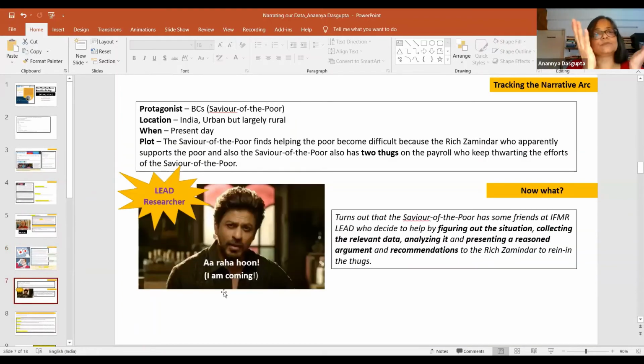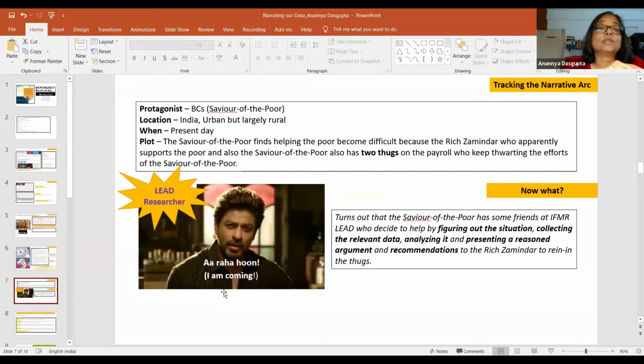So then, as we are tracking the narrative, what do we have so far? So far we have the protagonist, right? I'm thinking of all the story plots we know. Protagonist, savior of the poor, kind of a figure we have here. Where is the location? It's in India, urban but largely rural location. When someone had mentioned time, that's a very, very important part of narratives. This is a present day narrative. The research is around what is going on today. In fact, the article is updated in August 2021. So clearly, as more data comes in, this work is getting updated.